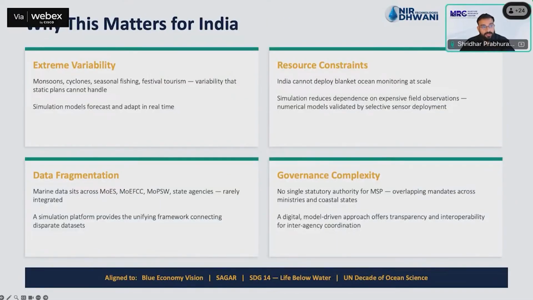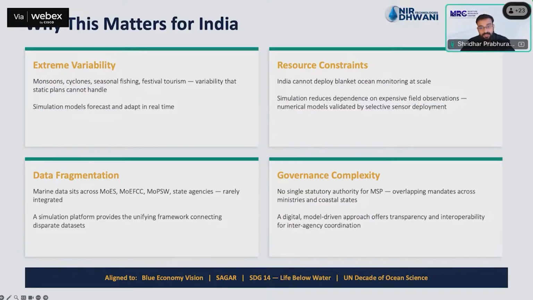Now, why does this matter for India? One is extreme variability. India's coastline faces some of the highest amounts of climate and human activity variability. What I mean by that is we have fishing, we have seasonal fishing, we have festive fishing. Regardless of the season, it is more related to the festive aspects of things.